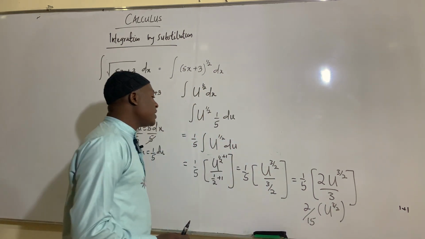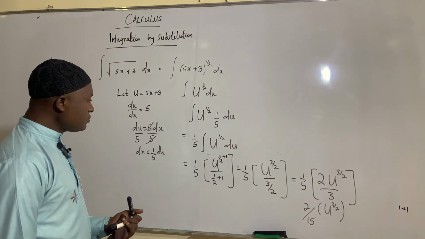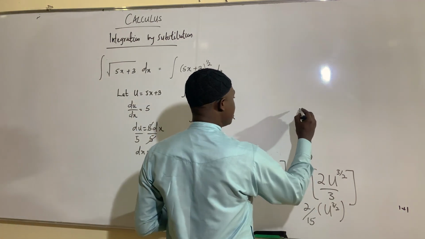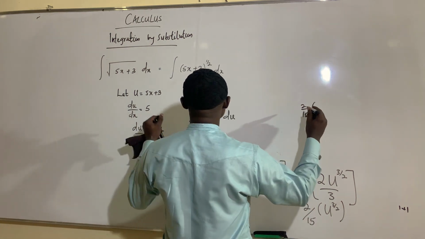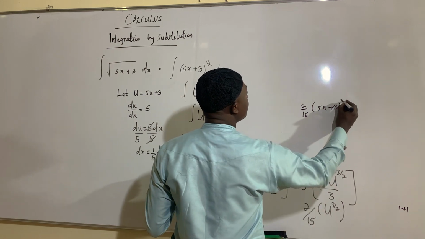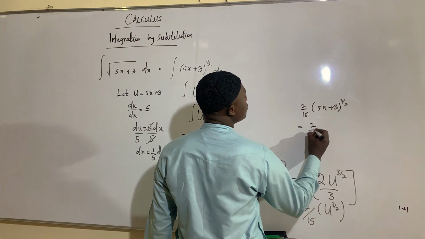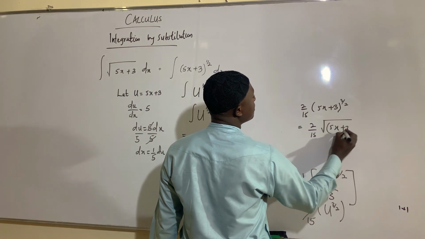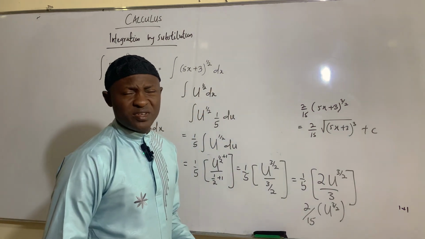But recall that our u is something. Remember that our u is, what's our u? Let's check our u. Our u is 5x plus 3. So that means here I can have 2 over 15 times 5x plus 3 raised to the power of 3 over 2. We can even change this to root, so here I can have 2 over 15 root of 5x plus 3, all raised to the power of 3, then plus c. I hope you get that one right.